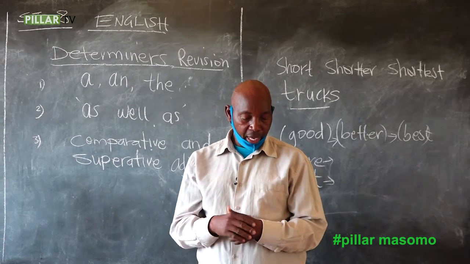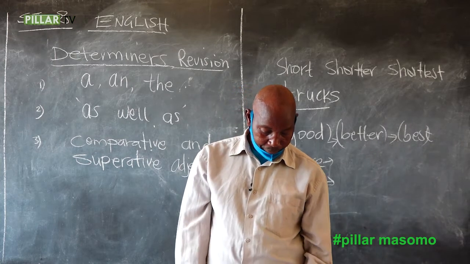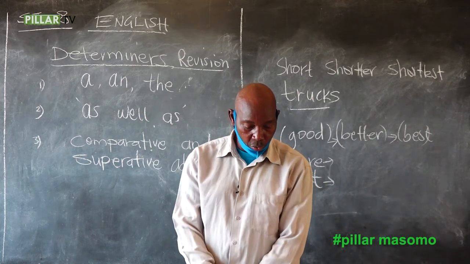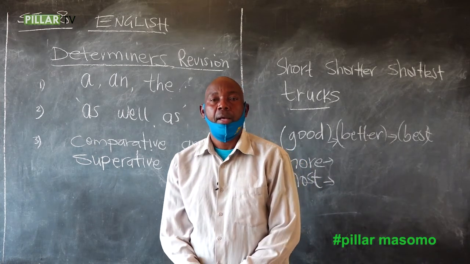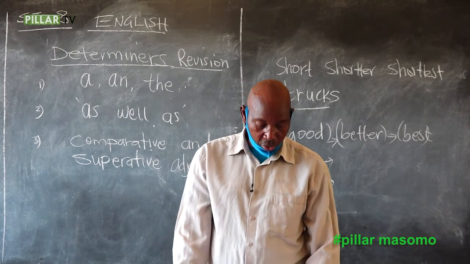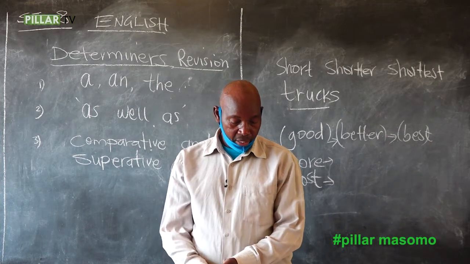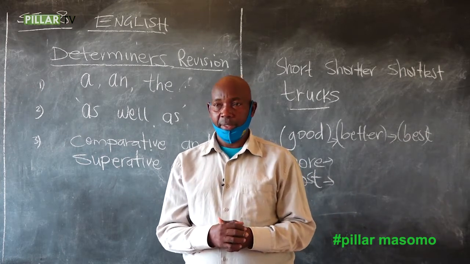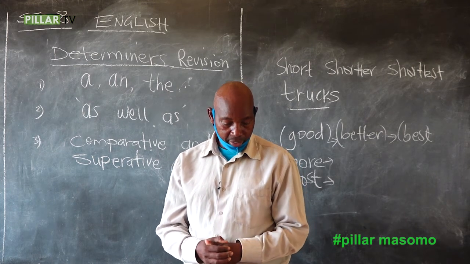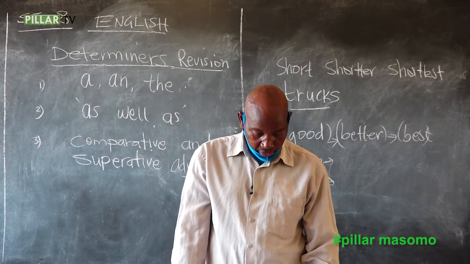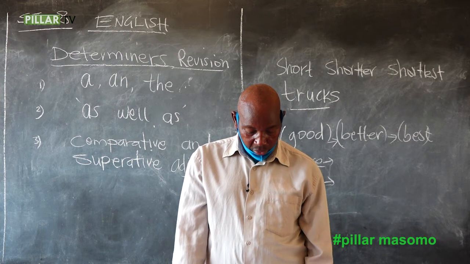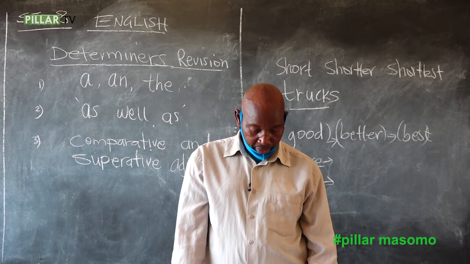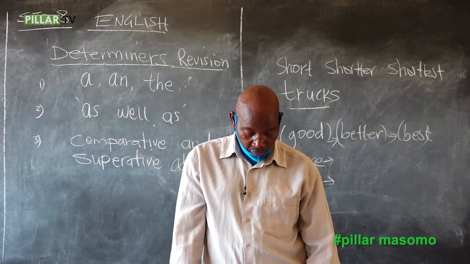I have another sentence for you to try. My soda is the dash cold, the adjective there is cold, of all the drinks. Now, what are we going to put there? Is it colder, coldest, or which one? Is it the most coldest? So the answer here should be, my soda is the coldest of all the drinks.